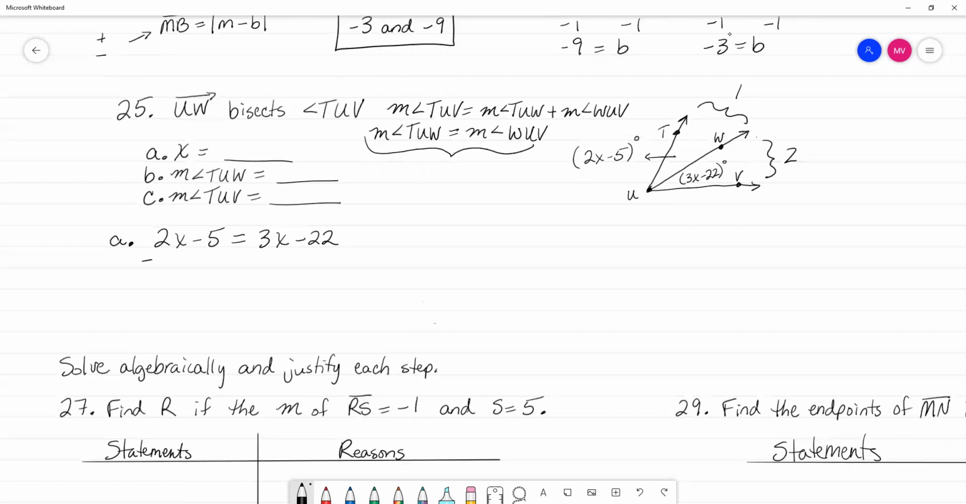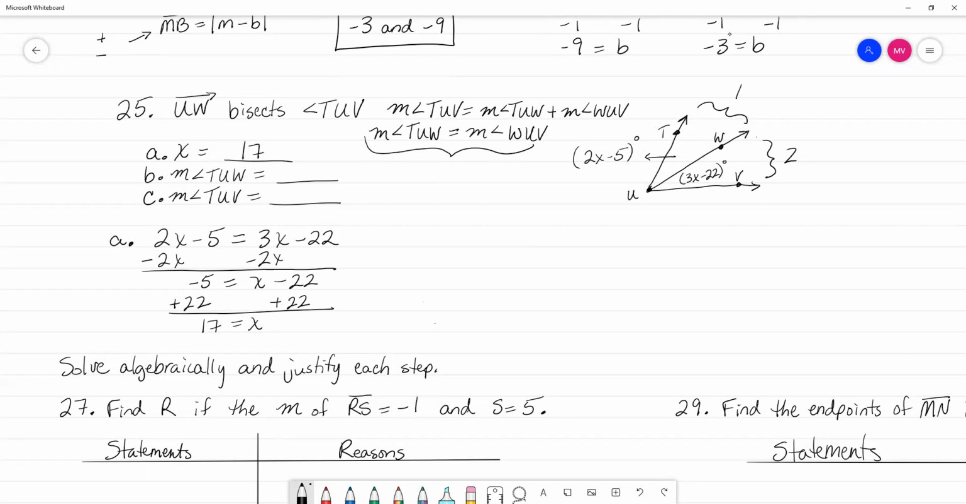Okay, so now we can subtract 2x from both sides. Basic algebra here, 3 minus 2 is just x, minus 22. And now to isolate our variable, we have to get rid of that negative 22. So we add 22 to both sides. And we end up with x equals 17. So our value for x is 17.